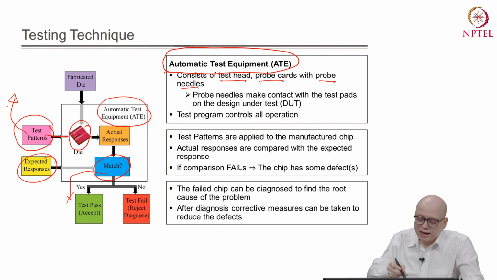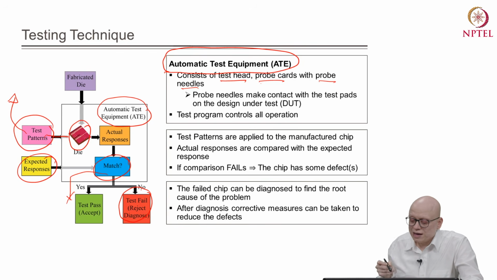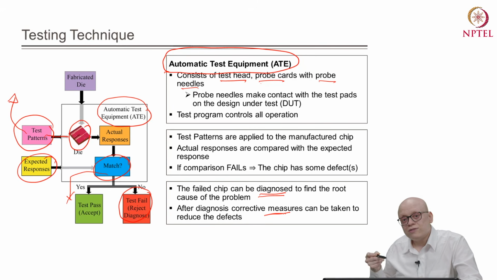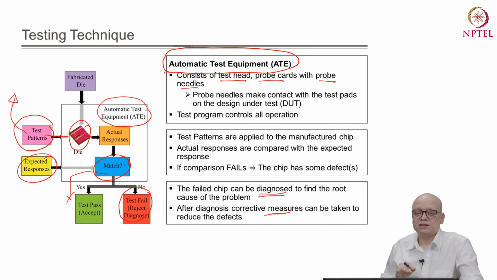If we get a failure in a chip, then we may like to diagnose it and find the root cause and fix the problem. If diagnosis and corrective measures are required, then we can take those and reduce the effect of the defect in the subsequent fabrication flow. Anyway, the failed dies will not go to the next part of the design process, and those will not reach the end customer or end user.